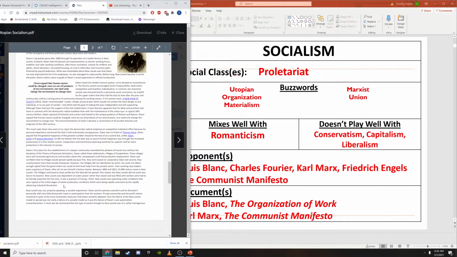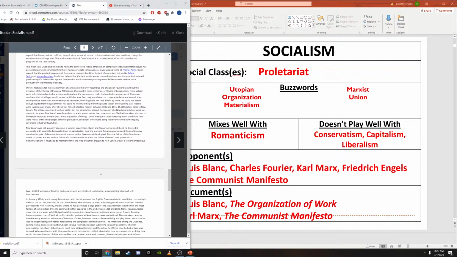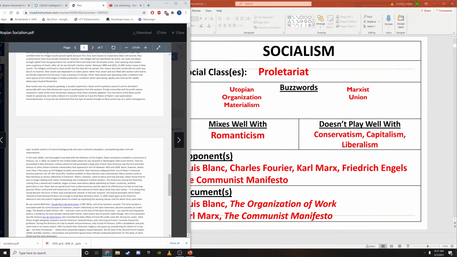It must also be mentioned that the type of worker brought to New Lanark was of a rather homogeneous type, Scottish workers of Calvinist backgrounds who were inclined to discipline, uncomplaining labor, and self-improvement. In the early 1820s, and thoroughly frustrated with the blindness of the English, Owen resolved to establish a community in America. So in 1824, Robert Owen sailed for the United States, where he was received in Washington with much fanfare. Then he proceeded to New Harmony, Indiana, where he had purchased a large plot of land.